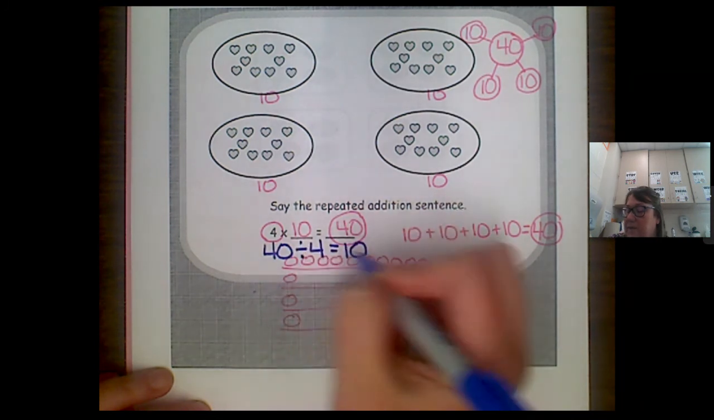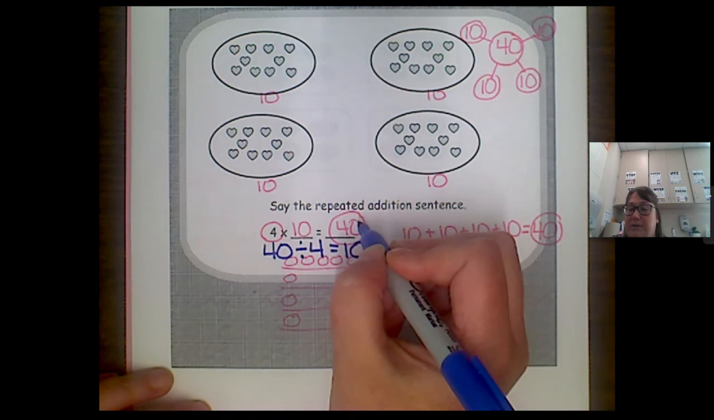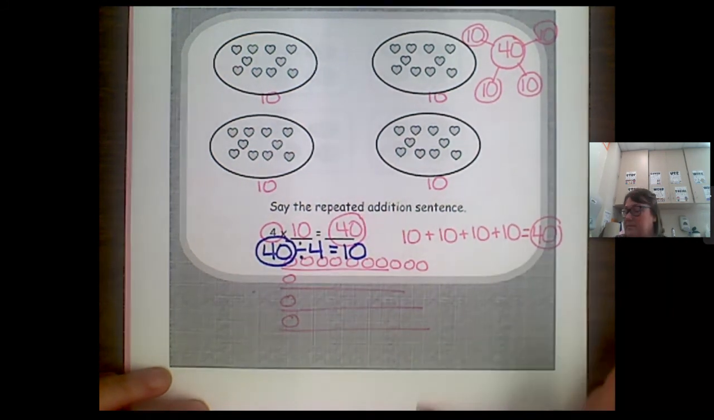So again, the same numbers. We just make sure that our answer in our multiplication sentence, if we're going to use those same facts, same fact family, we're going to start with right there. Kind of simple when we look at it like that, isn't it?